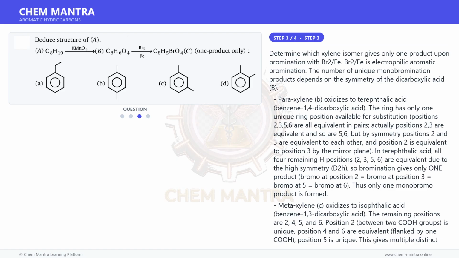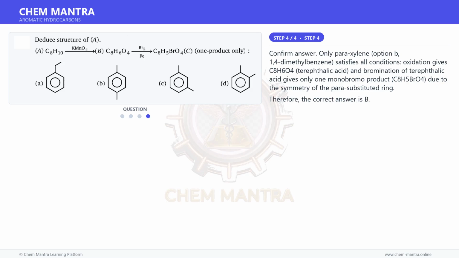Ortho-xylene, D, oxidizes to phthalic acid, benzene-1,2-dicarboxylic acid. Remaining positions are 3, 4, 5, 6. Positions 3 and 6 are equivalent, positions 4 and 5 are equivalent, giving two distinct monobromo products, not one. And for the final step.